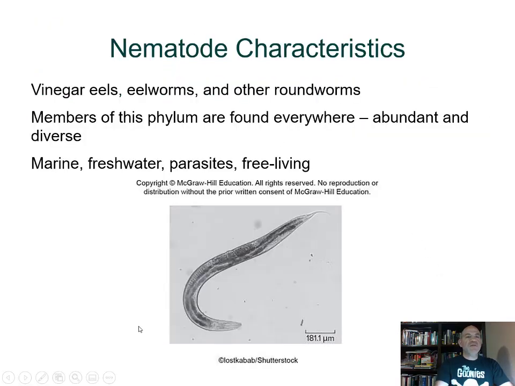So what are nematode characteristics? Well, they include things like those vinegar eels we saw, eelworms, and other roundworms. Members of this phylum are found everywhere. They're found in soil. They help break down the material within the soil to help recycle nutrients. And again, some are parasites. And some parasites don't necessarily cause disease, but some are parasites and cause disease. Many are free-living. Some live in marine habitats, that's salt water. Some live in freshwater ponds and lakes.